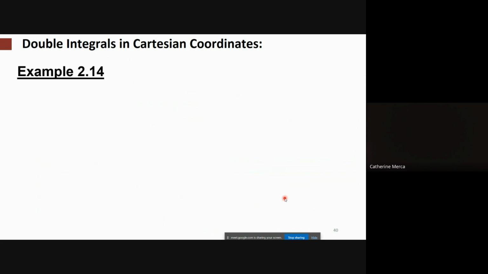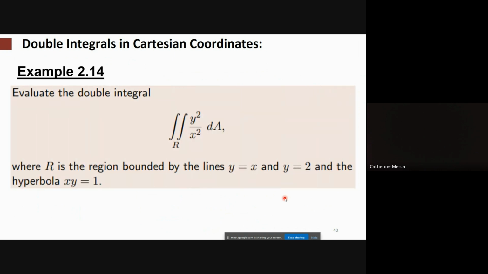Let's have another example, 2.14. You are asked to find the double integral of y squared over x squared dA. Again, you should consider whether it's a dx dy or a dy dx, and you should consider what would be the limits of integration.